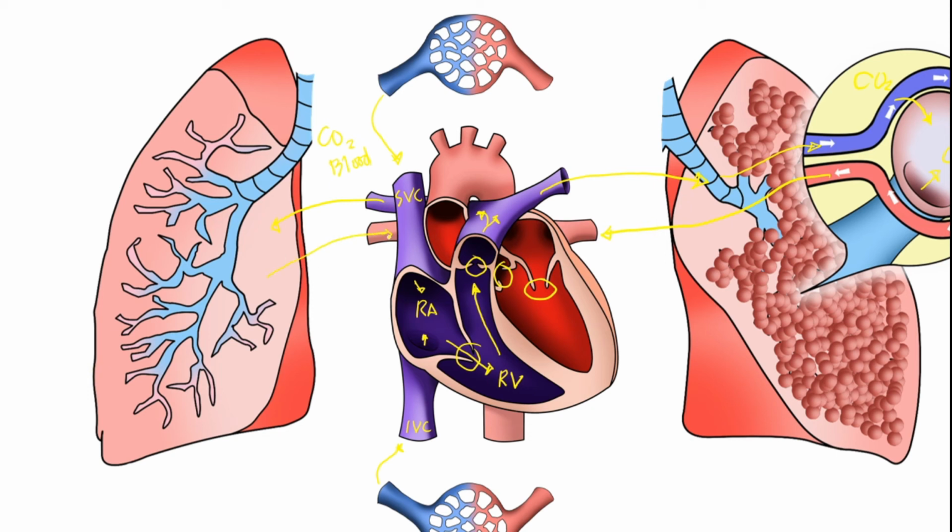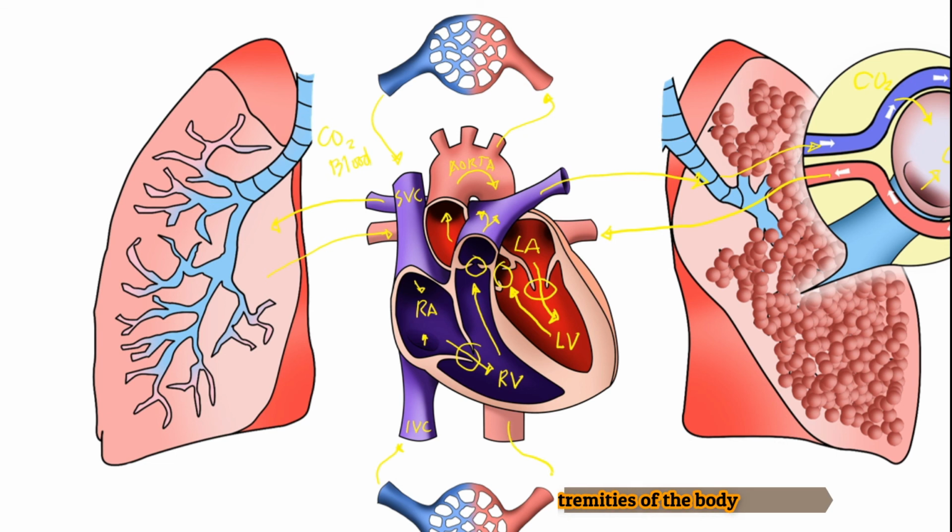It is then received by the left atrium, then passes through this bicuspid valve to reach the left ventricle. The left ventricle will then pump out this oxygenated blood through this aortic valve and into the aorta. Aorta is the largest artery which branches further to reach the rest of the body parts to provide oxygen to every single cell of the body.